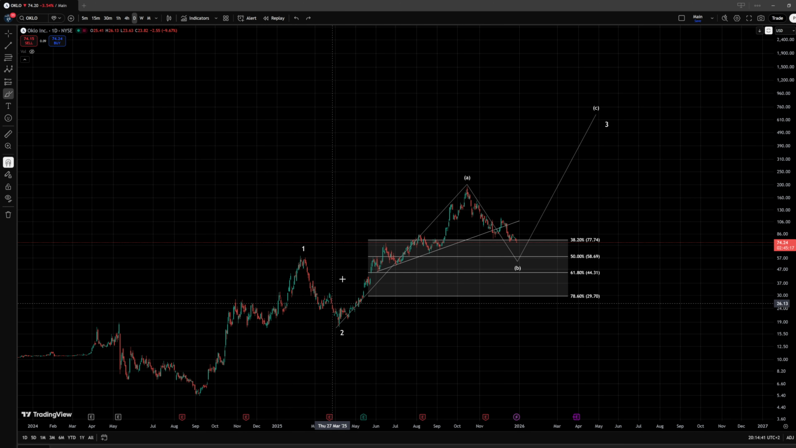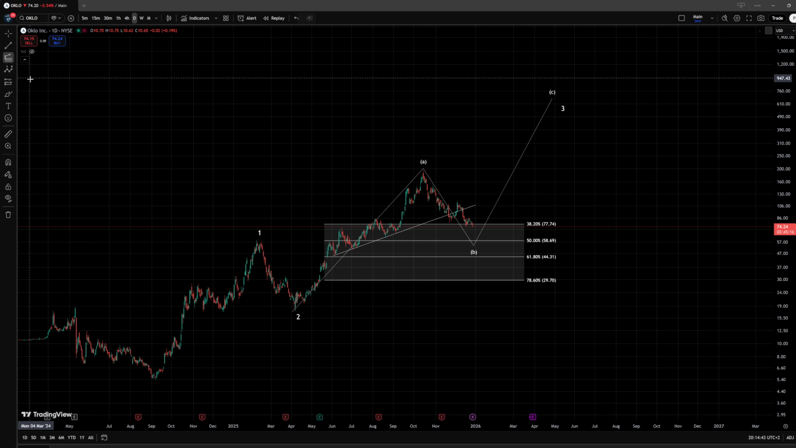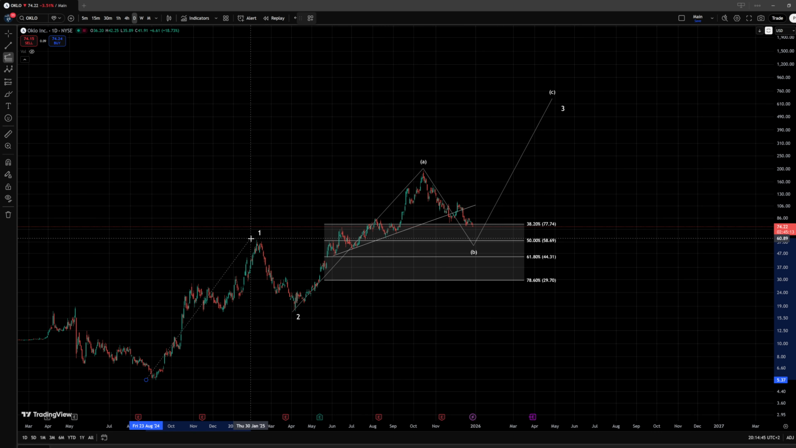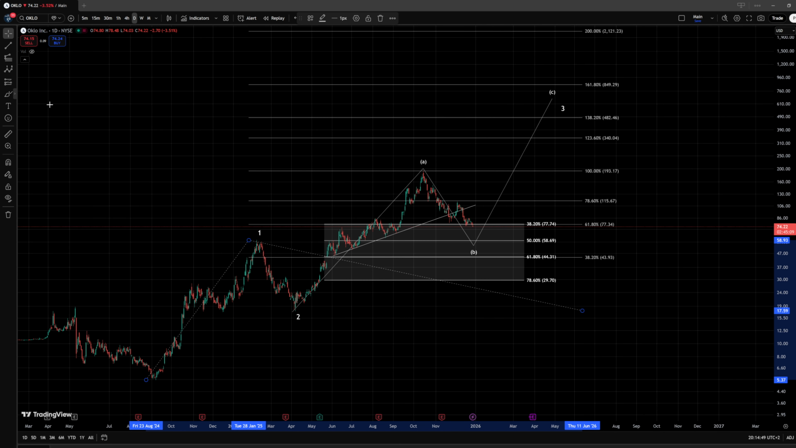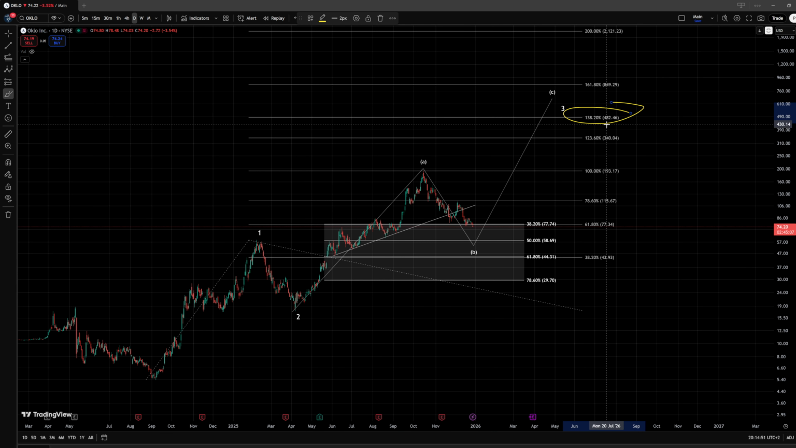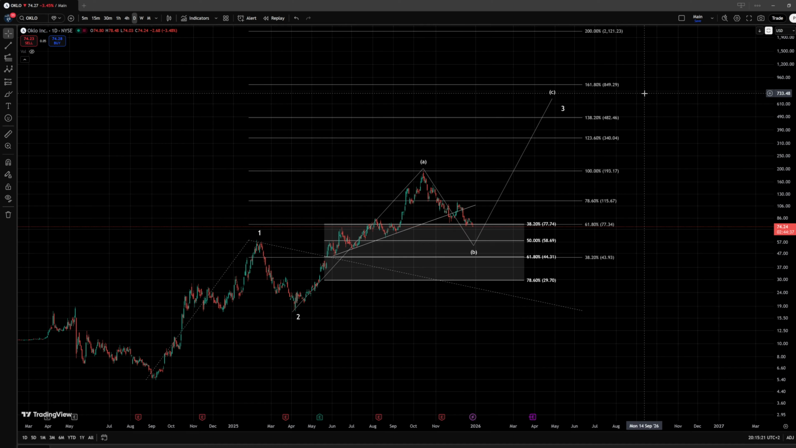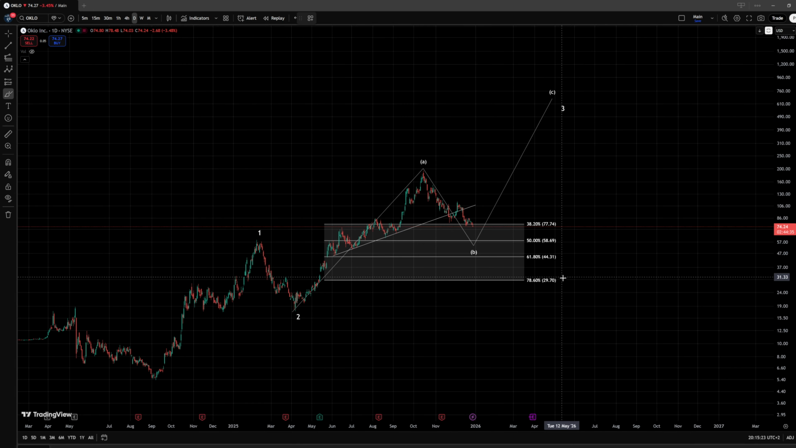Now, I provided you this in many of the previous videos, but the overall target for the wave 3 to the upside remains the same, the 138.2% extension of the wave 1, which is around the $482.5 level. And this remains a valid scenario, especially as long as we don't break here below the last level of support, the $29.7 level.